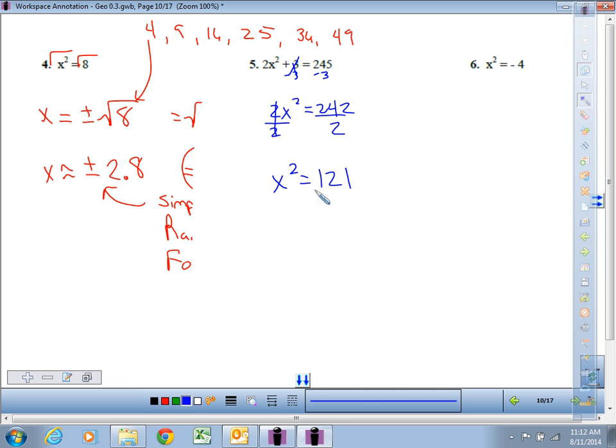Now we're finally at the point where we can use that square root method. Square root, square root. Now remember, we have two answers. The square root of 121 is 11, but we also have positive and negative 11 there. So there's your two answers. And again, the reason this works is because there is no b value. There's not that x there that complicates things.